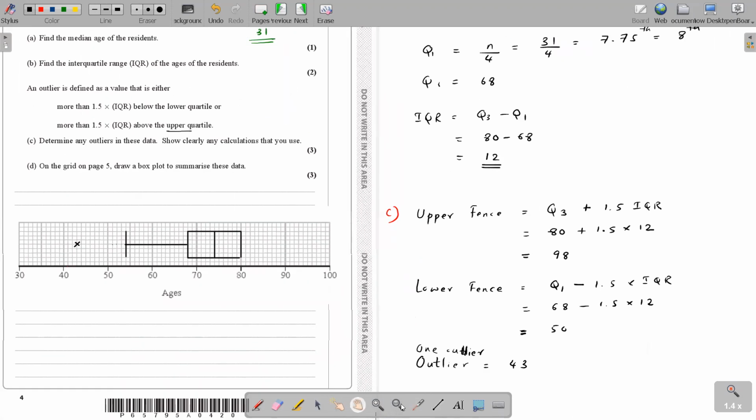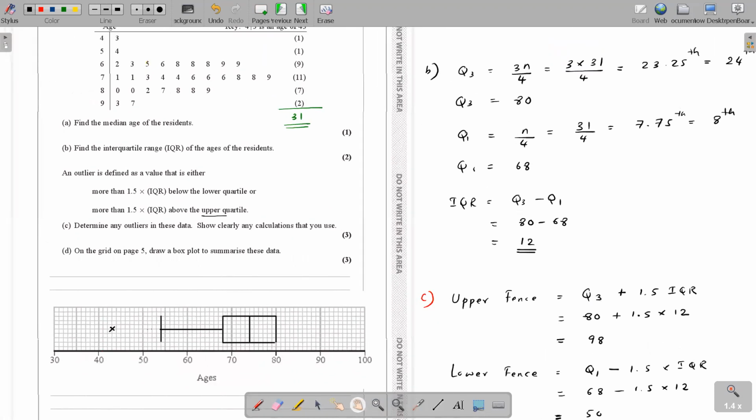You don't use the upper fence here. The 98 value, that's not what you use. You use 97, the original values in your data set. These boundaries are only used for the purpose of identifying outliers. So 97 is over here, right? And then from there you finish it. So this is your box plot.